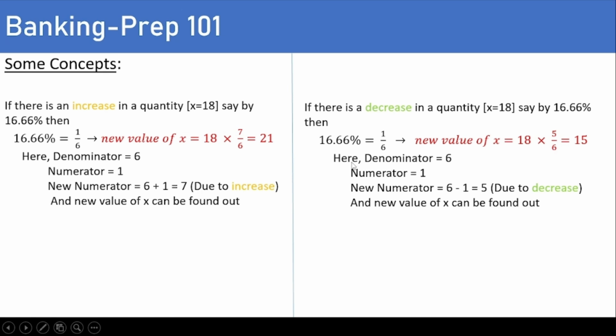Here I've again written the logic. Denominator is 6, numerator is 1. New numerator is 6 minus 1, that is equal to 5 because there is a decrease, and the new value of x can be found out.